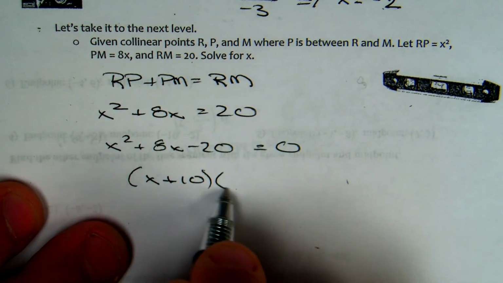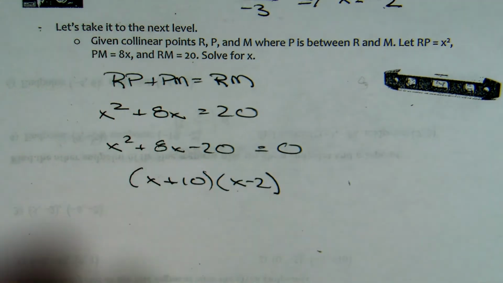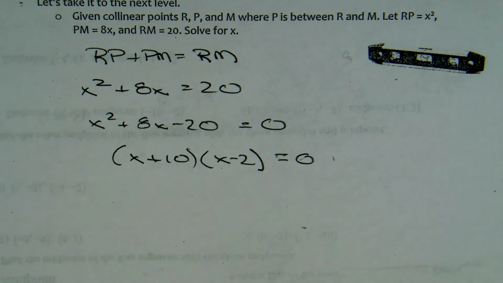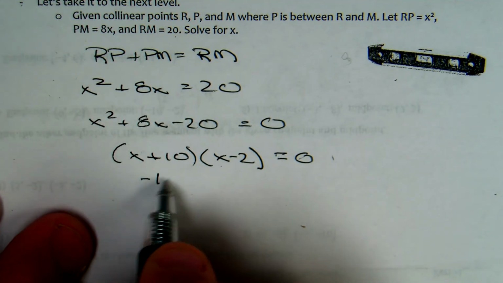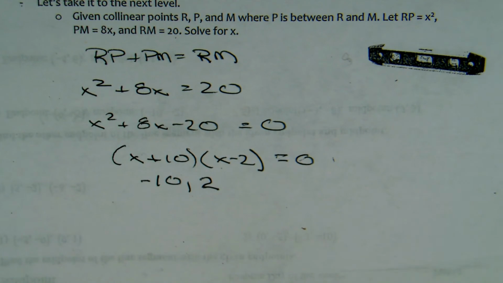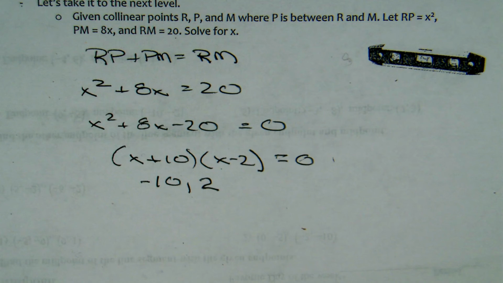Factoring, ladies and gents, factoring. All right, you got a quadratic. x plus 10 times x minus 2 equals 0. And my two solutions algebraically are negative 10 and 2. If this was your Algebra 1 class, that's all it would be, negative 10 and 2, and you're done. But it's not an algebra class, it's a geometry class. So what you have to then do is plug it back in.